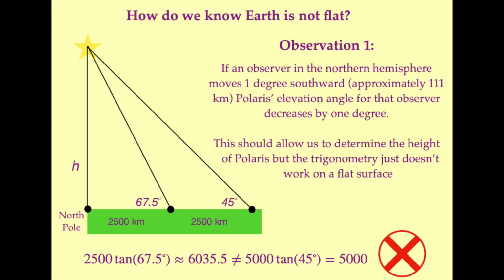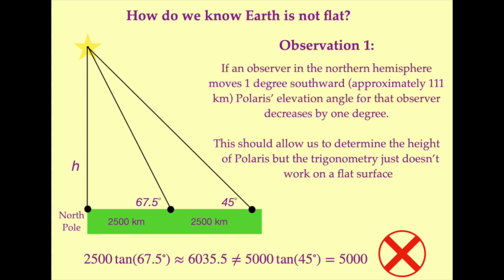Consequently, if the observer moves 2,500 kilometers southward, the elevation angle of Polaris will be observed to decrease by approximately 22.5 degrees, and if the observer moves 5,000 kilometers southwards, the elevation angle of Polaris will be observed to decrease by approximately 45 degrees. If we suppose the Earth to be flat, then these observations should allow us to calculate the height of the pole star using relatively simple trigonometric operations.